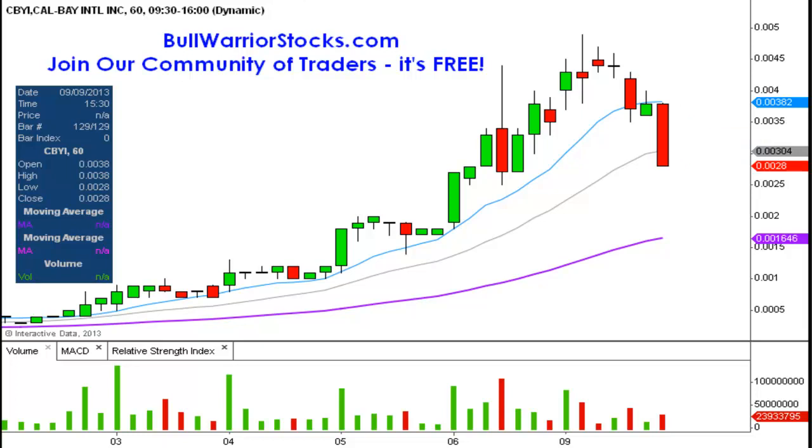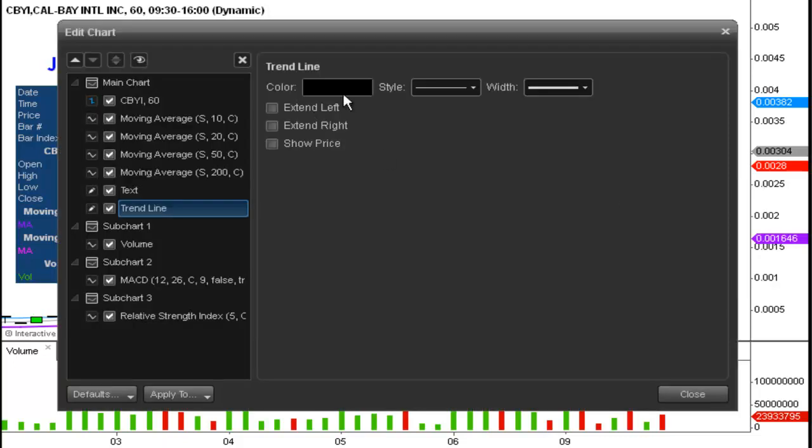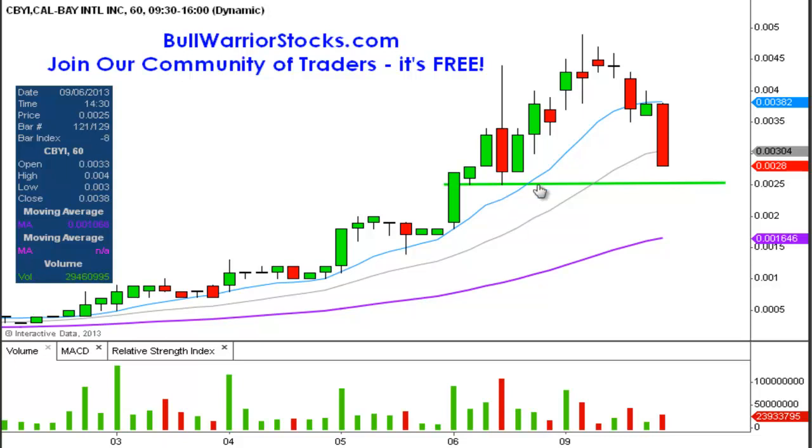So on that note, I want to talk about some key levels of support that we can see here on the 60-minute. First one being right down here at this level. You can see two previous lows, and we'll call this level 0.0025. So 0.0025 is one key level of support.